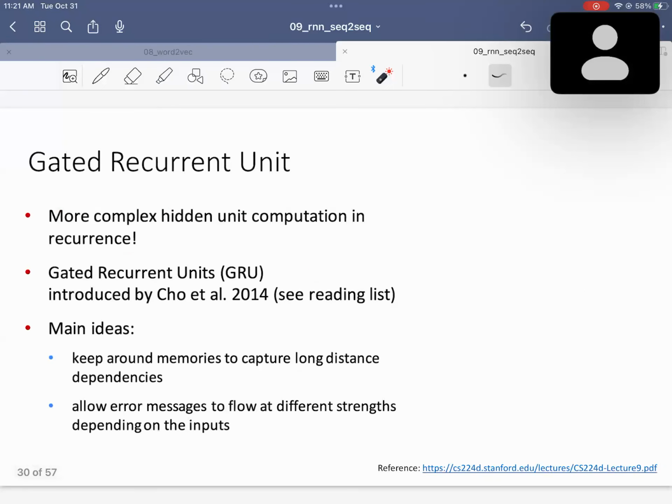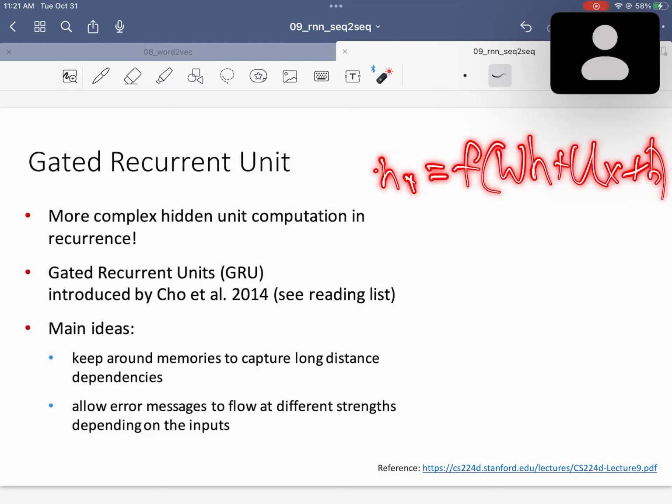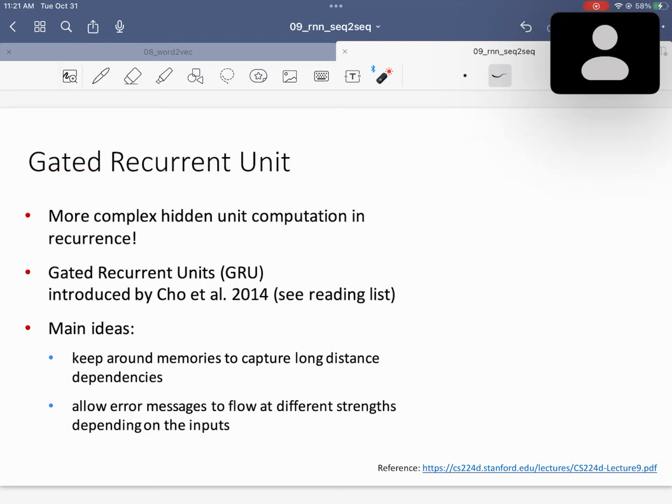So then around 2014 came something called the gated recurrent unit, GRU. This is the one that people still use to this day. So it's either LSTM or GRU. It has a more complex hidden vector computation during recurrence. Before, it was just h_t equals f(Wh + Ux + b), and that was it. But GRU is a little bit more sophisticated.